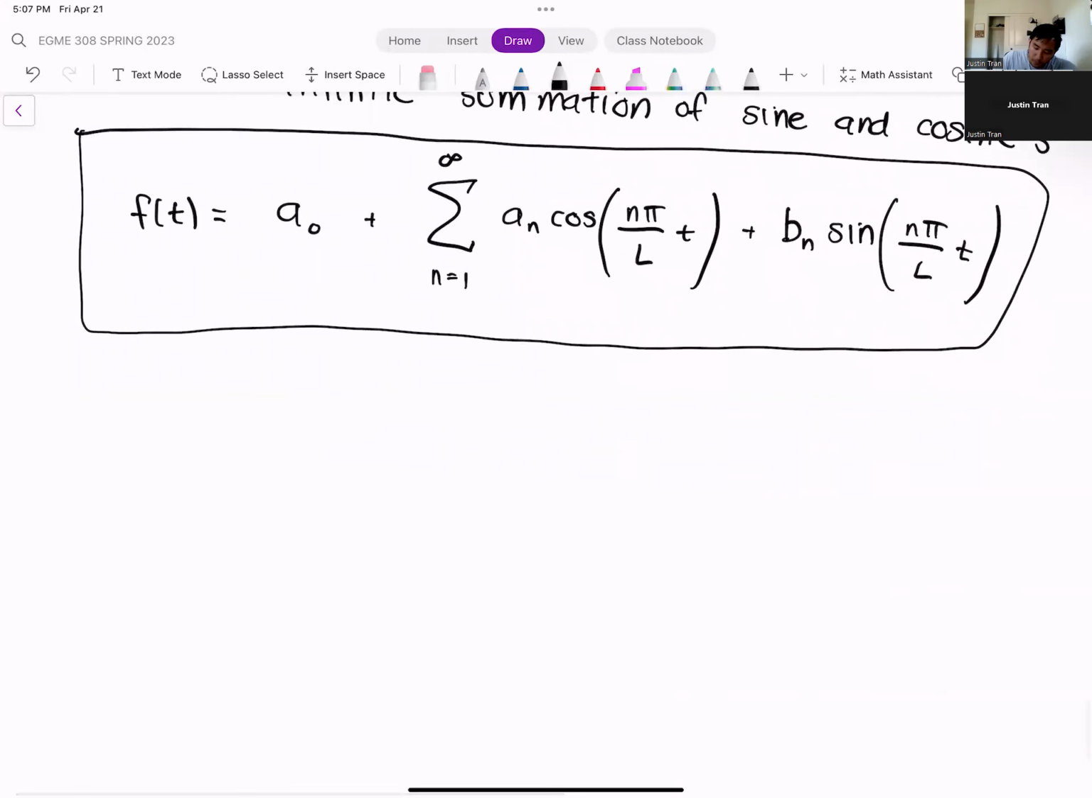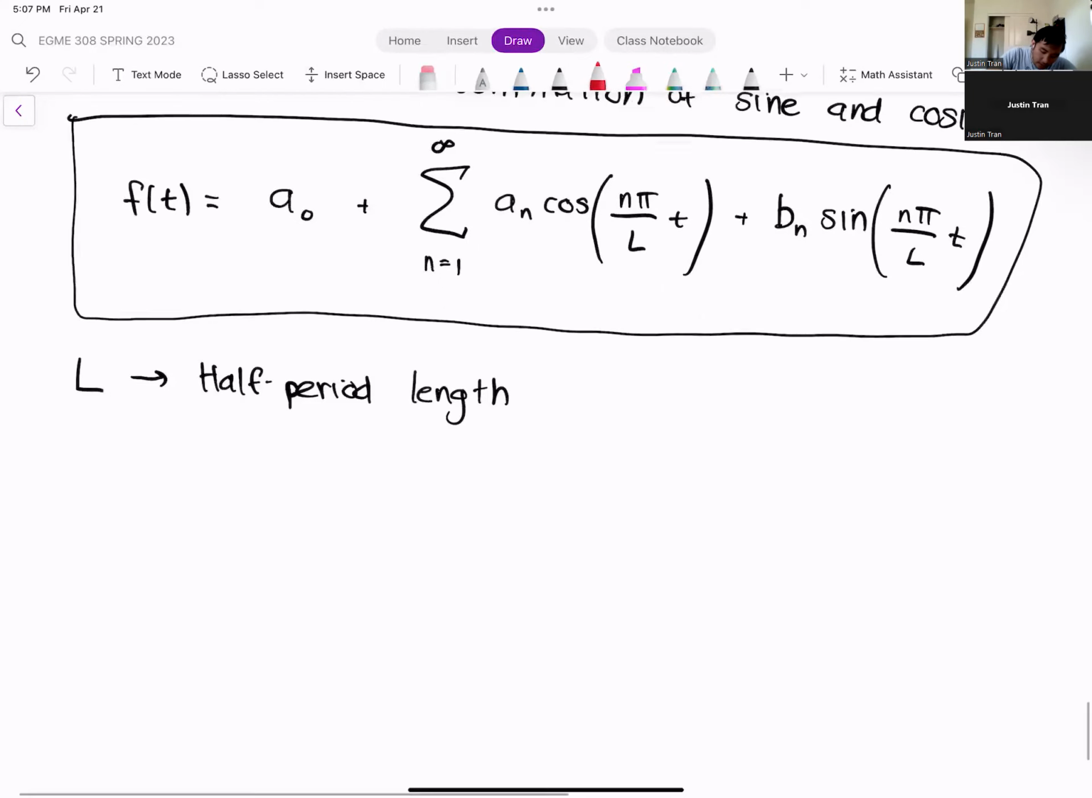The important quantity here, of course, is L. Remember, L is the half period length. You can only apply Fourier series to periodic functions, and every periodic function has a certain amount of time that it takes to repeat itself. L is simply half of that period.